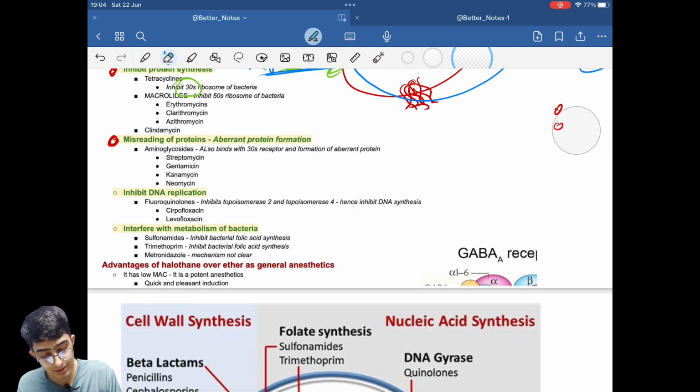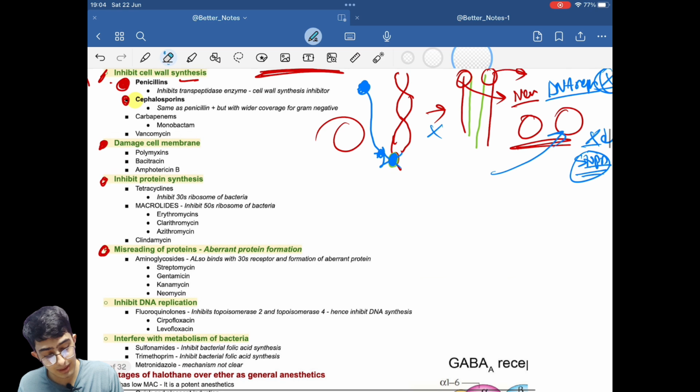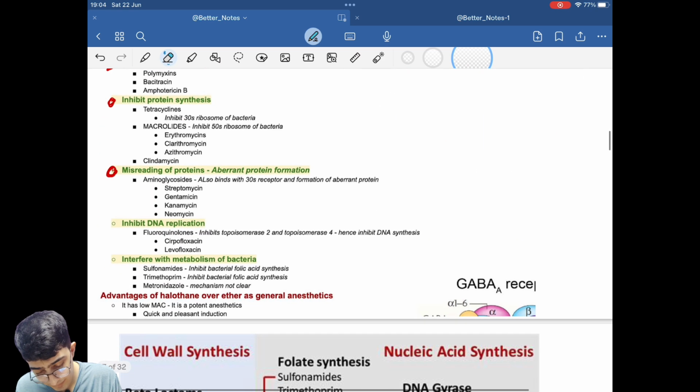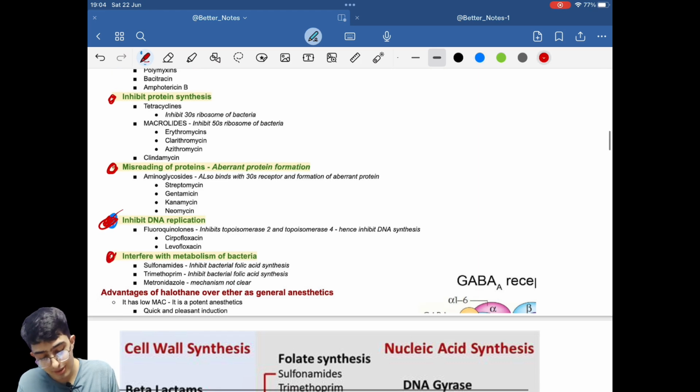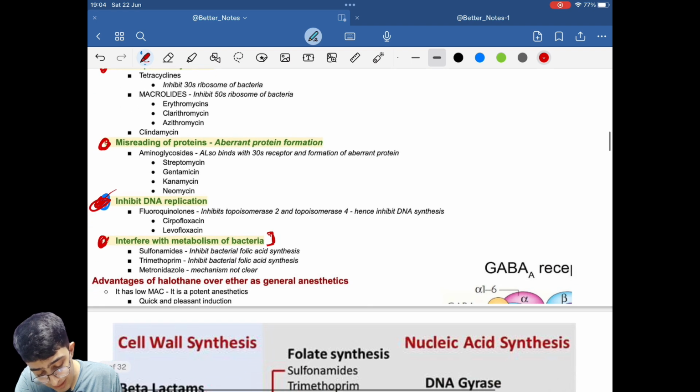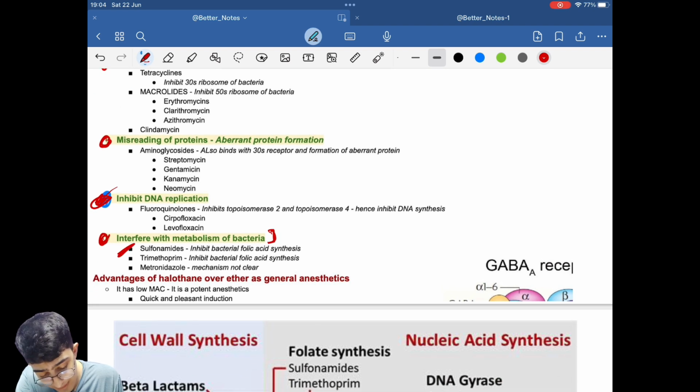And one last mechanism by which antibiotics work: there are some other specific mechanisms, such as some antibiotics working by inhibiting the metabolism of the bacteria. These are a little bit more complicated. For example, antibiotics such as sulfonamides work by inhibiting folic acid synthesis.